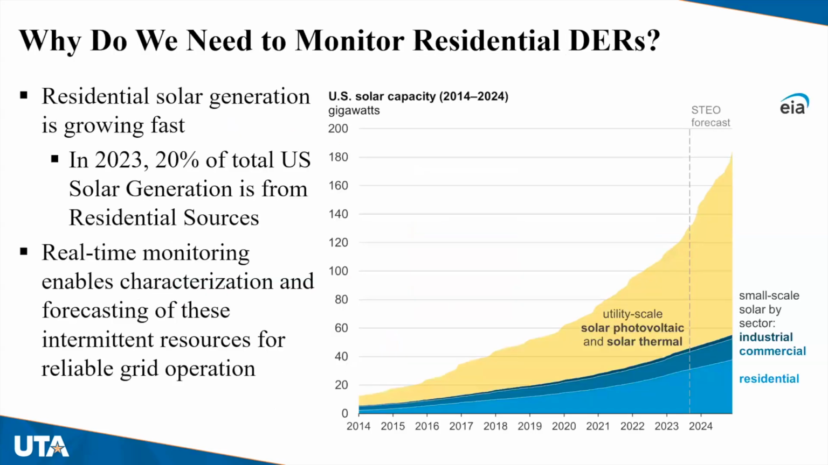So why do we want to monitor these distributed energy resources at a residential scale? Because they're growing really fast. And it's well known that these distributed energy resources, like rooftop solar, are intermittent in nature. Knowing how much solar you have is very important to manage the power grid. So this is actually the goal that we're going after.